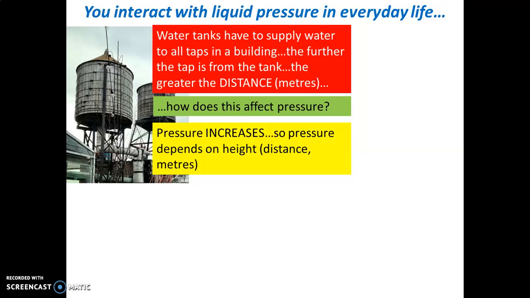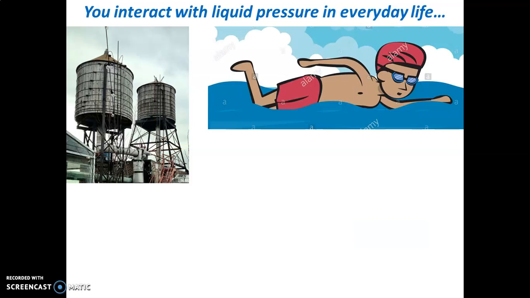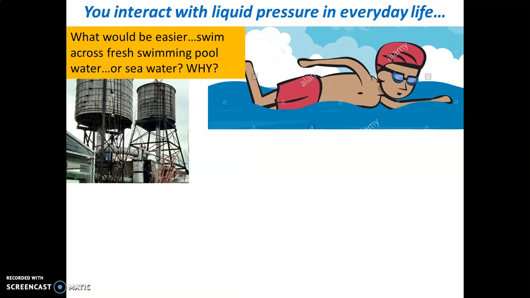Pressure increases because the water has to travel a greater distance. A greater amount of force is exerted to ensure that the water travels that greater distance. So the water will come out at a higher pressure on the ground floor than it would from a water tap that is on the top floor of the building, for example. Remember, pressure depends on height, i.e. distance in meters, obviously. But let's think about this in another scenario, swimming, for example.